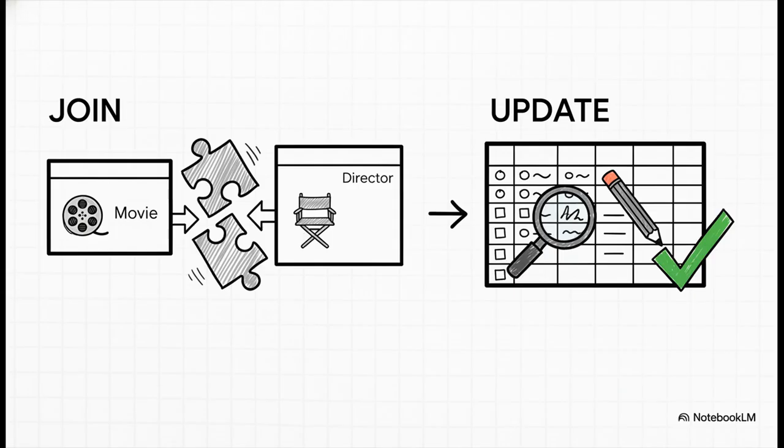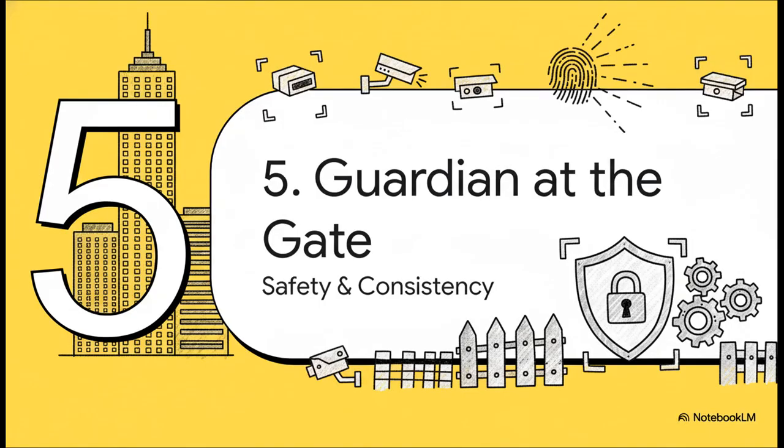We can use a command like join to pull data from our movie table and our director table at the same time to get a bigger picture. Or, if we spot a typo, we can use update to fix it. With SQL, you have total control over your data. So, our skyscraper is built. It's filled with valuable data.